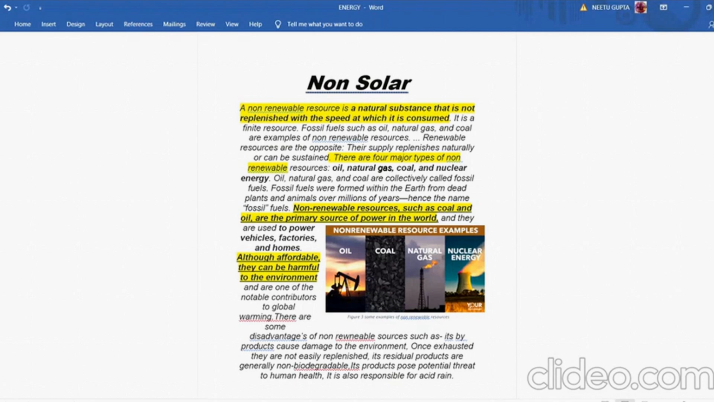Disadvantages of non-renewable sources: its byproducts cause damage to the environment. Once exhausted, they cannot be easily replenished. Its recycled products are generally non-biodegradable. Its products pose a potential threat to human health. It is also responsible for acid rain.